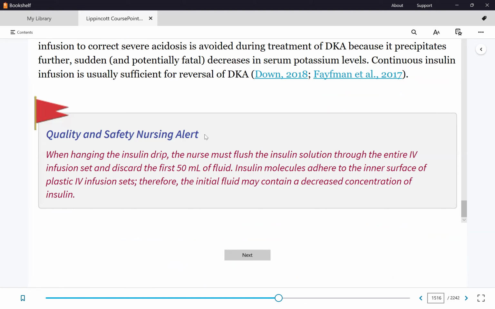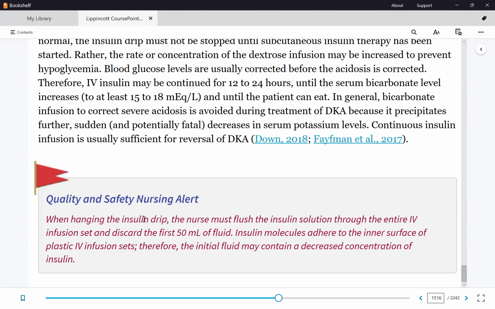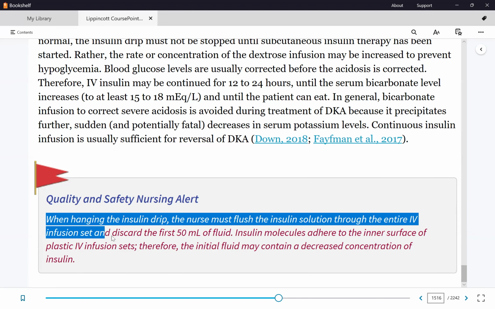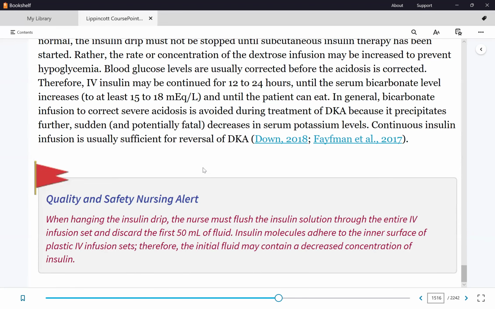Oh, one last thing. When you're priming the bag of insulin, here's a warning. Read this, and what do you understand by this? Thank you for reading, Miss Jurgen. "When handling the insulin drug, the nurse must flush the insulin solution with the first part and discard it. Insulin molecules adhere to the inner portion of the plastic IV tubing. Therefore, the initial fluid may..." So what does this mean? Do you understand the paragraph? This warning, do you understand what I say?